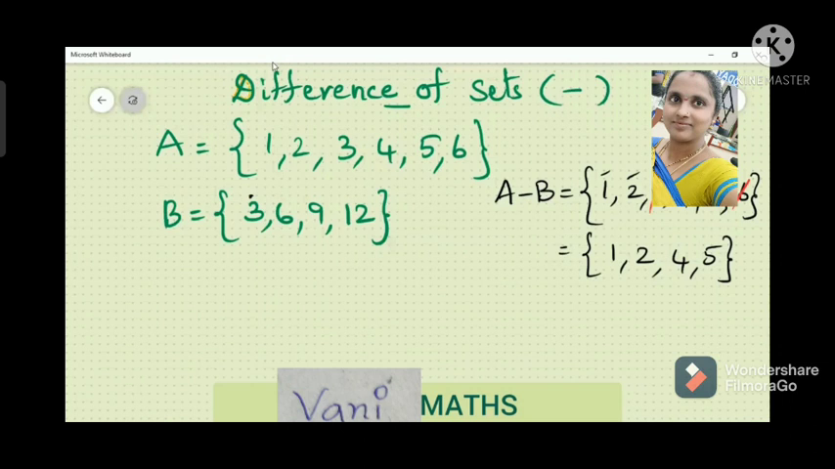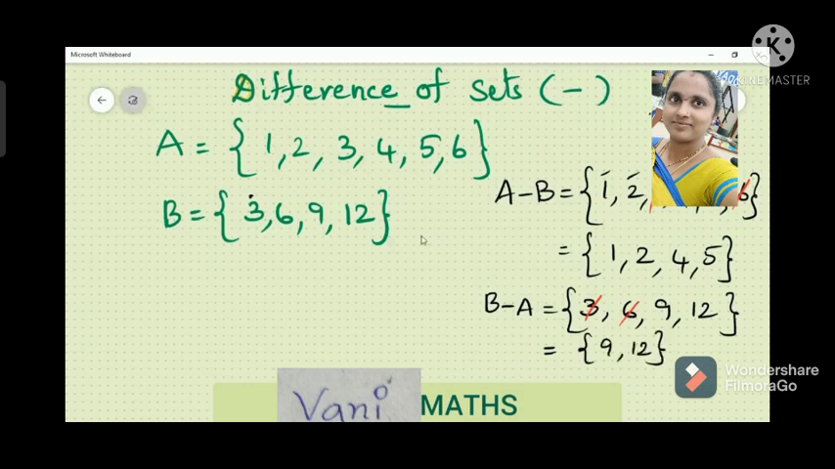Similarly, what is B minus A? Let us check that. Since we have B minus A here, let us write B first. What is B? 3, 6, 9, 12. But these elements should not be in A. Whether 3 is in A? Yes. So we strike it out. Whether 6 is in A? Yes. We strike it out. Whether 9 is in A? No. Whether 12 is in A? No. So B minus A is equal to {9, 12}.